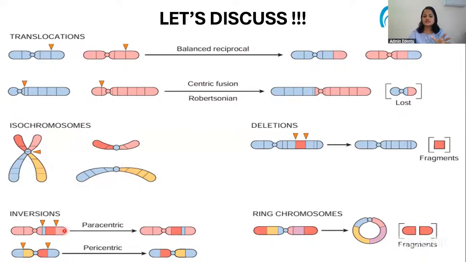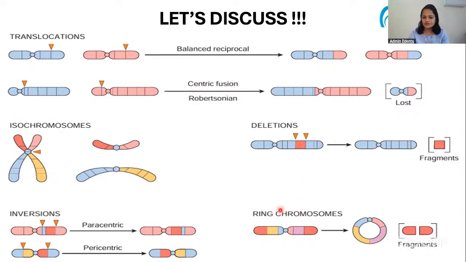Then we have something called inversions. Inversions means a part of the chromosome is getting cut and inverted in nature. You can see here the blue and the red part is completely inverted and fused here. That is called an inversion of the chromosome. Then deletions happen. Deletions means a part of the chromosome is cut out and that fragment is lost. That genetic material is lost completely. So those are called deletions.